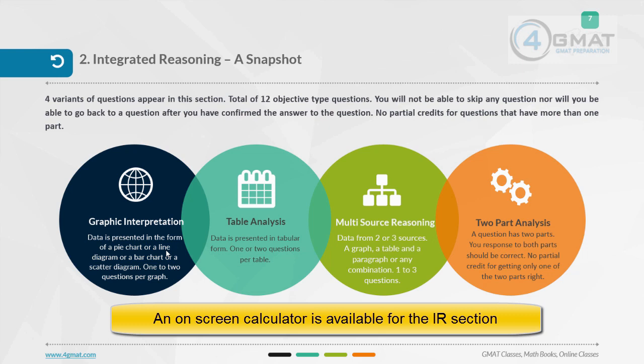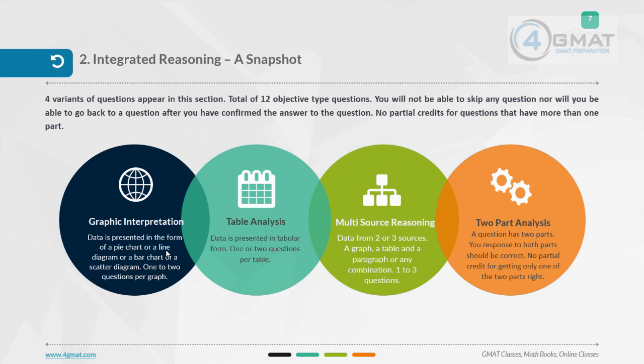So these are the 4 types of questions that are there. It is not as if the questions are equally distributed among these 4 types. And it is not even that they'll be shown to you in the order in which I've given it to you. The first question could be a two-part analysis, the next could be a table analysis. They come in any jumbled order and it could vary from student to student.